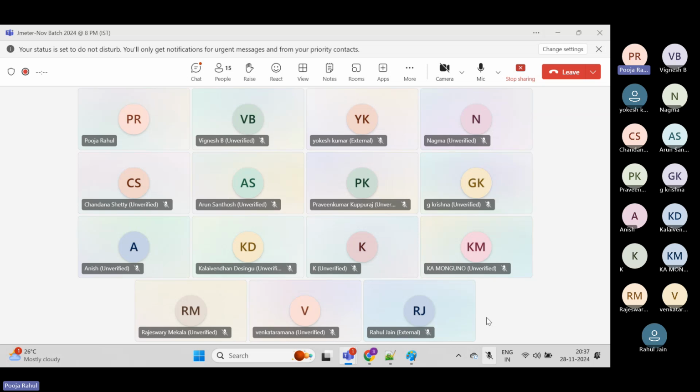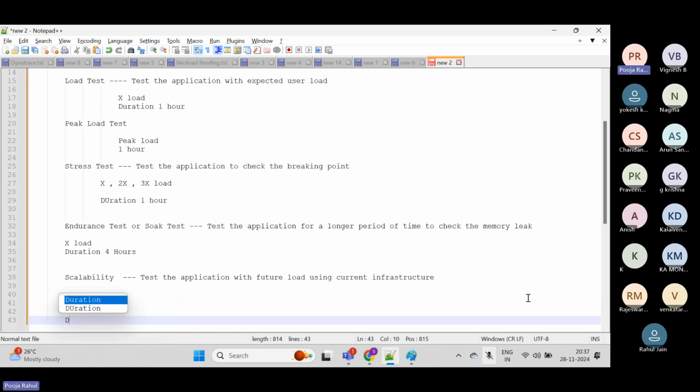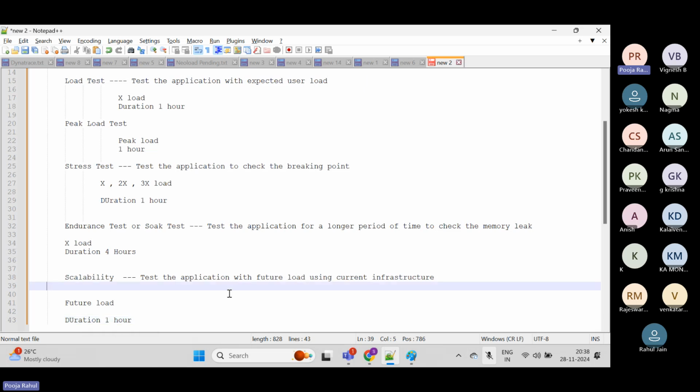That is actually called a scalability test. Scalability means what? Whether my application is actually able to scale up to that user load. Future load condition, is my application actually working or not? That is a scalability test. So scalability test means what? Future load condition for 1 hour. Duration is actually 1 hour. That is a scalability test.